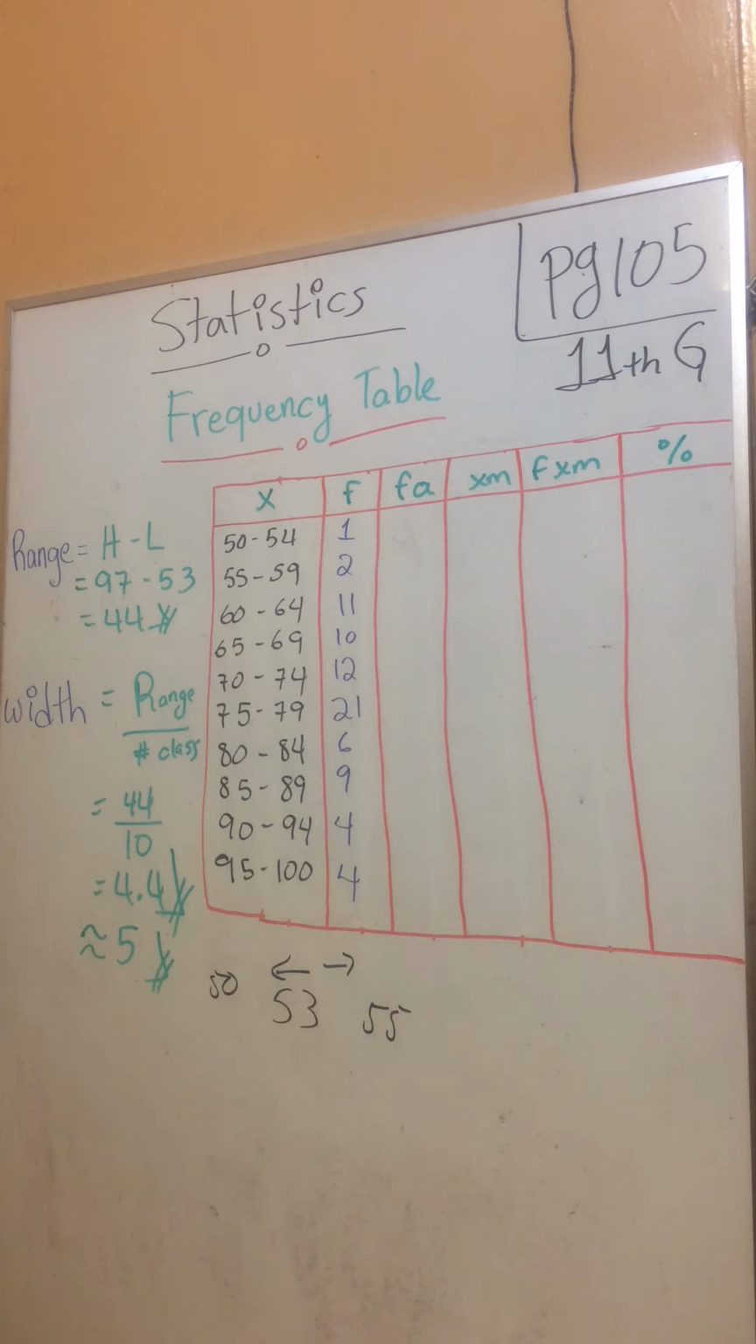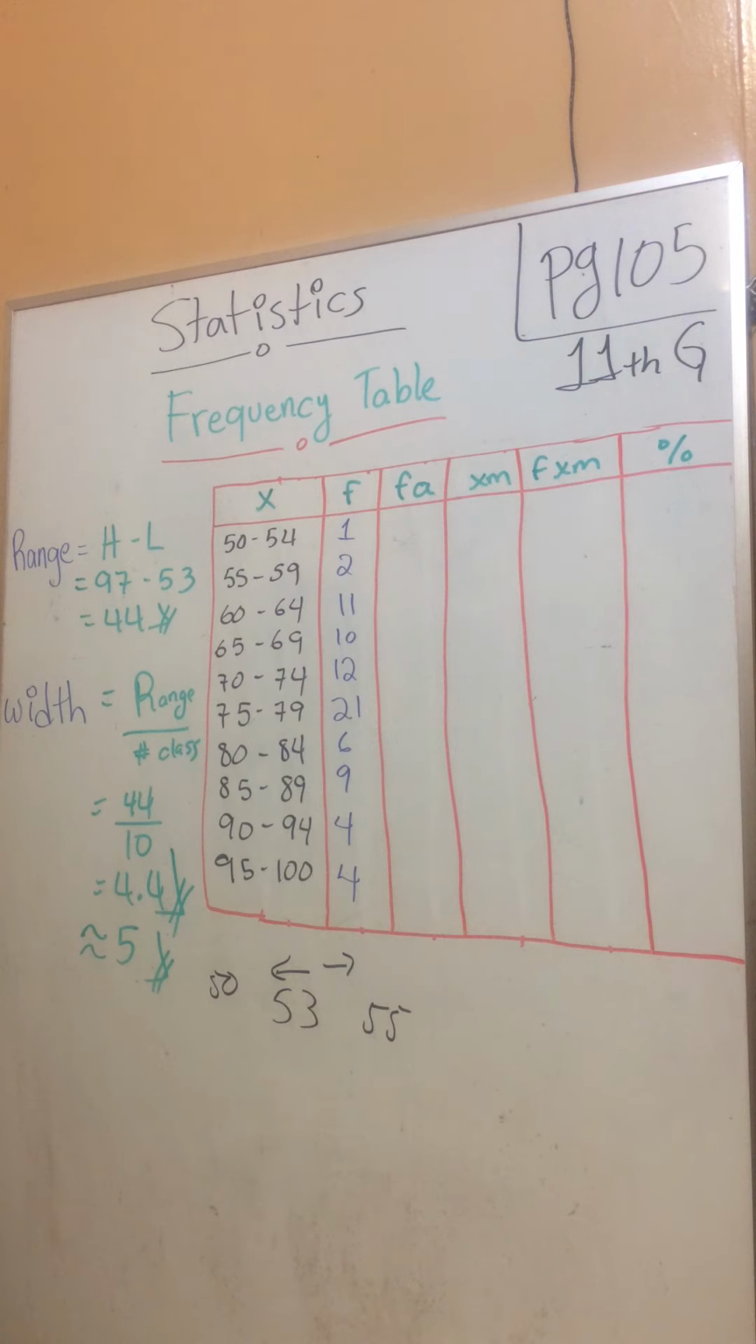If you notice, I put it on this side. In your books it's in the last column, but I wanted to put it here so that it's easier for you to see where I got these numbers. The FA, we get it when we add the frequencies.